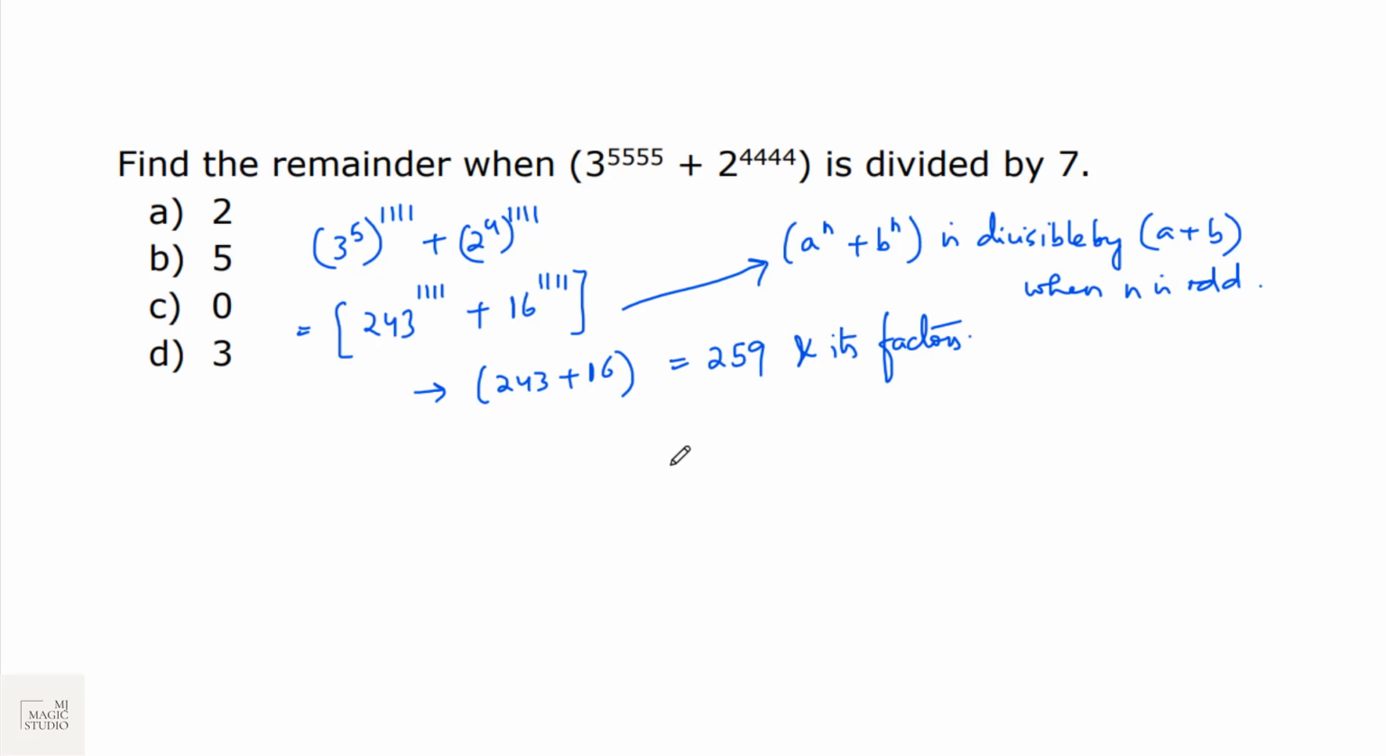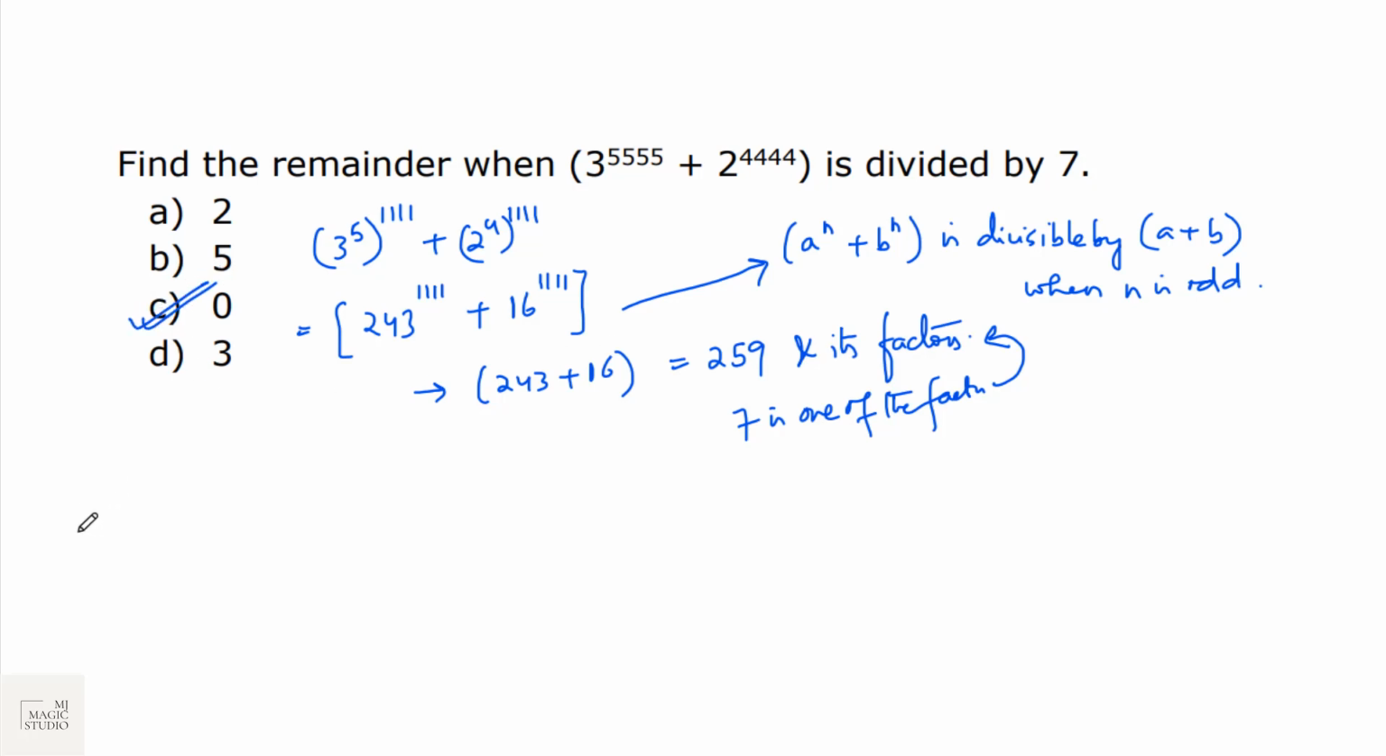Now we just need to check whether 7 is one of the factors of 259. When we divide 259 by 7, it is 37, gone. That means 7 is one of the factors of 259. That means this entire expression is divisible by 7. If the entire expression is divisible by 7, the remainder is bound to be 0.